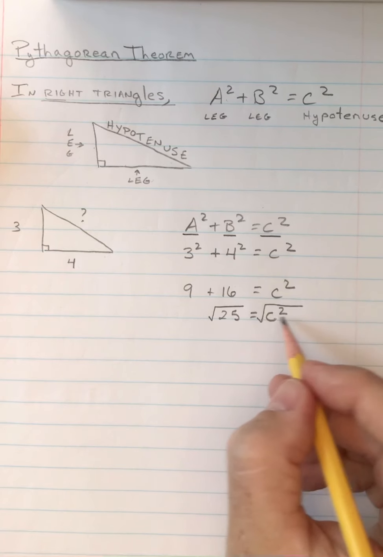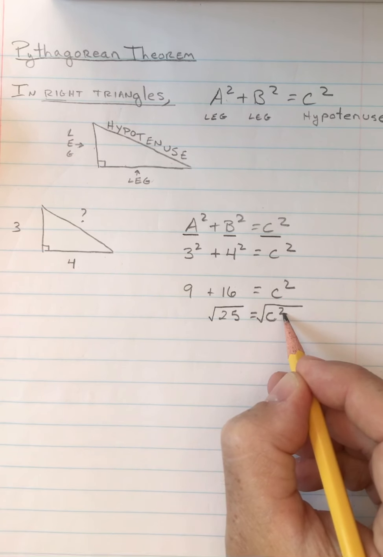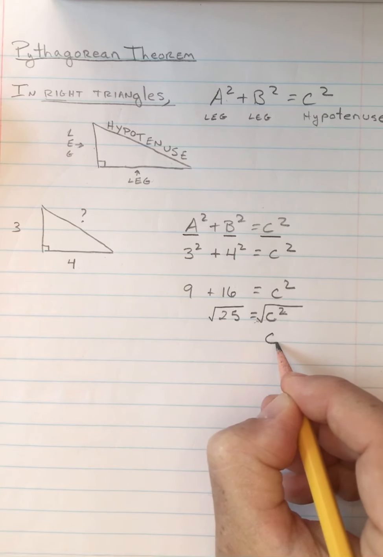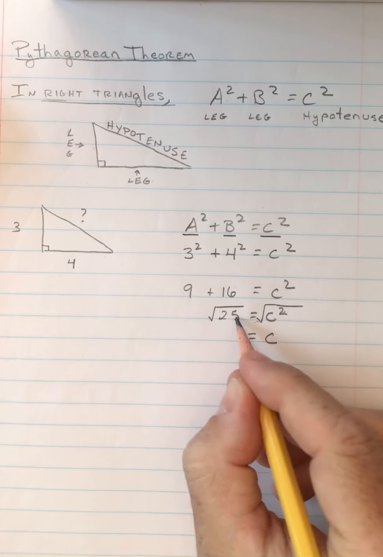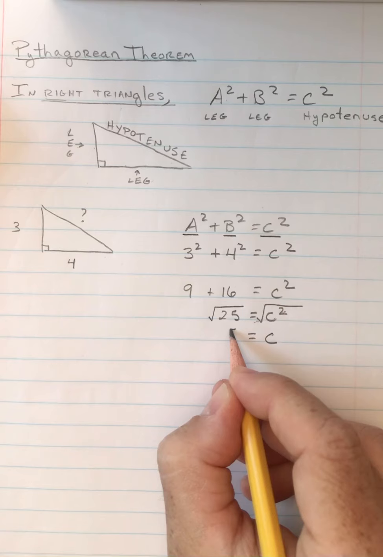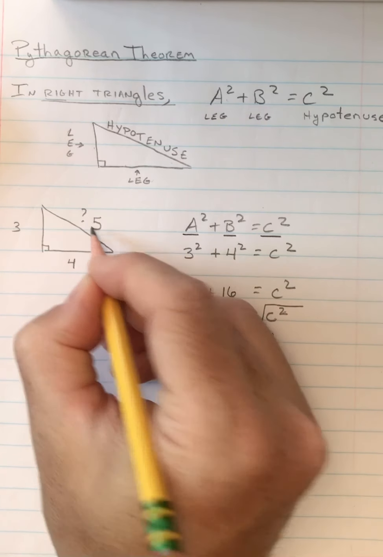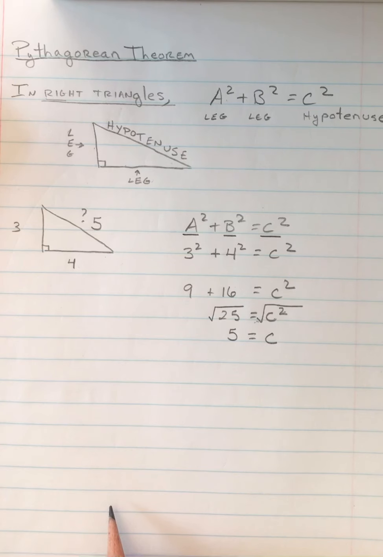Now, the square root and the exponent of 2 cancel each other out, and this ends up with c. And on this side, the square root of 25, as you know from yesterday, is 5. So the hypotenuse is 5.